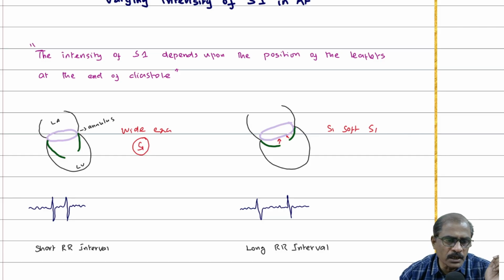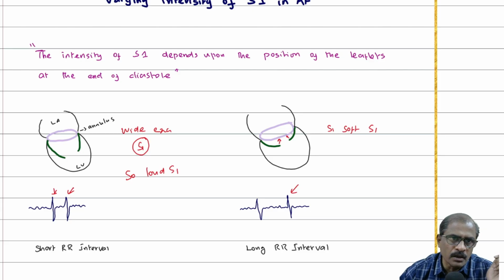So in atrial fibrillation, during short RR interval, this LV contraction occurs immediately after the previous one, which finds the leaflets deep into the LV cavity and produces loud S1. Whereas this LV contraction occurs in long RR interval. So during this time, the mitral leaflets move close to the mitral valve, which produces soft S1. So this is the explanation for varying intensity of S1 in atrial fibrillation.